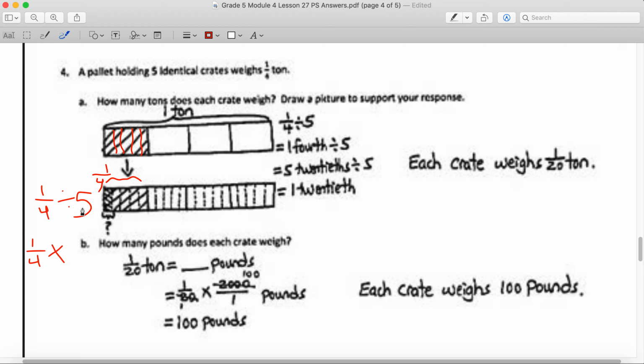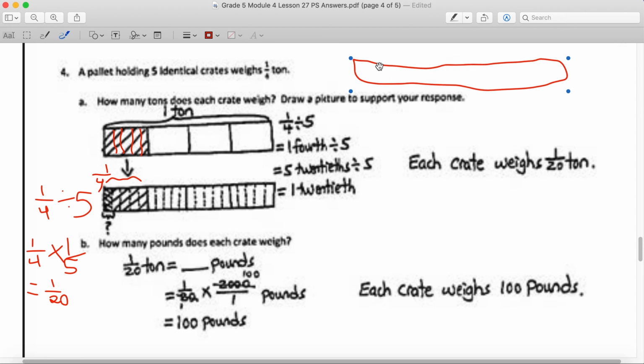1/4 times, remember, it's keep, change, and then flip. So this is now 1/5. And how do you multiply this? You're going to get 1/20. Again, I think I would have done it the other way. I think I would have drawn the 5 crates out, and then you would have been able to see that if you divide each one of them, you still would have gotten your 20 parts. And if you need to do that, you can just do that. Here's your pallet that has 5 crates on it. Back to mine.